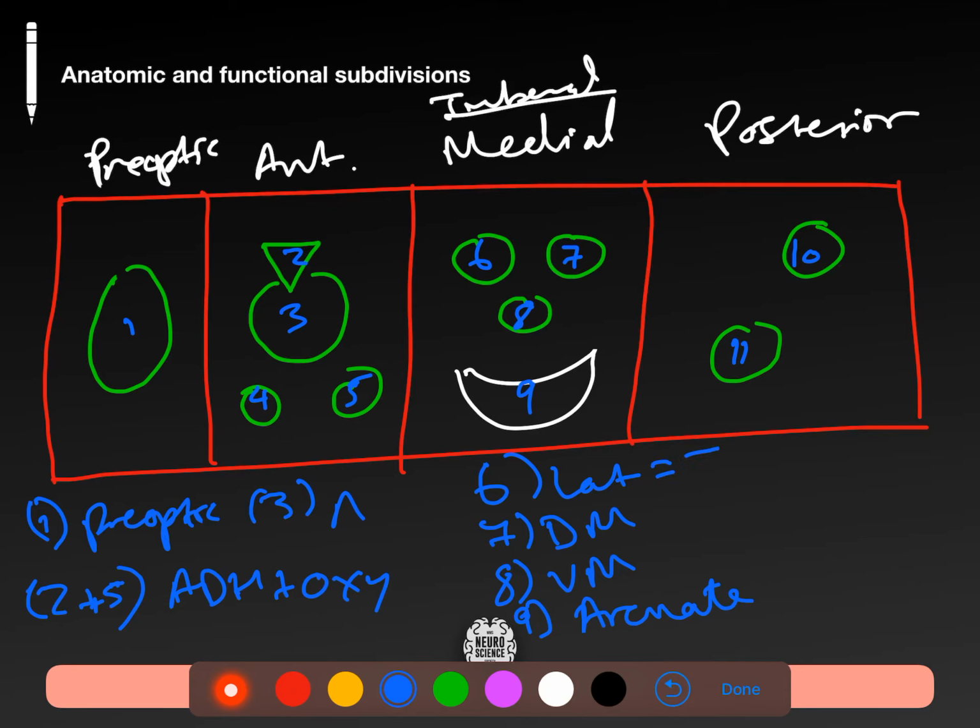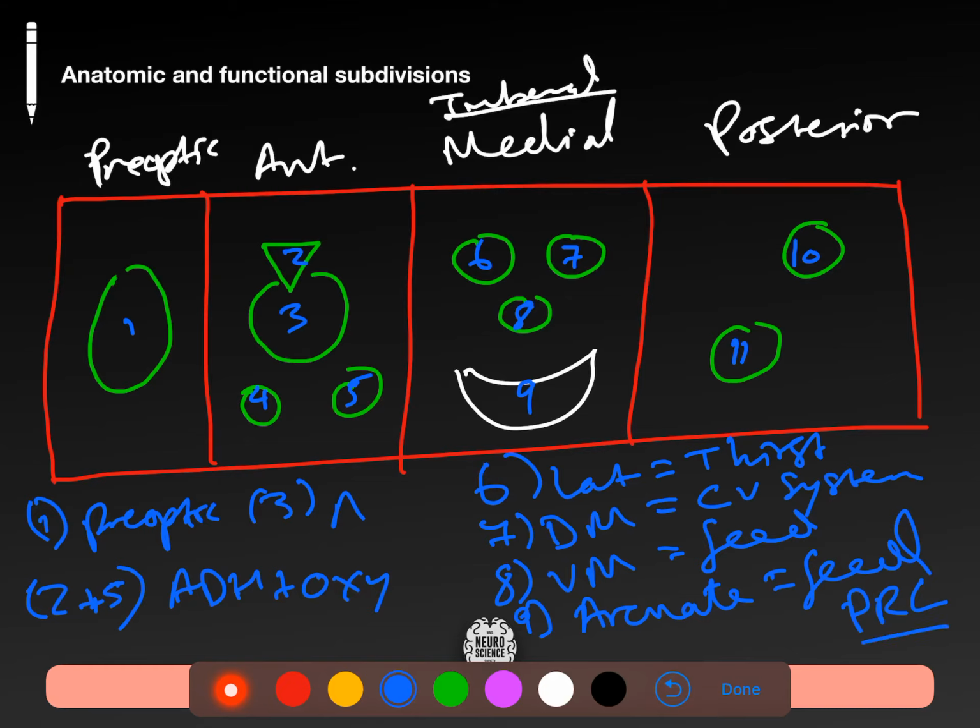Now our lateral nucleus is involved in thirst. Our dorsomedial is cardiovascular system regulation of the autonomics there. Our ventromedial is involved in feeding behaviours, as is our arcuate, but also in the regulation of prolactin secretion. Okay? And then the mammillary bodies, number 11 here, are keenly involved in memory. They have a lot of connections, hippocampus, fimbriae, fornix, running forward into the mammillary bodies.